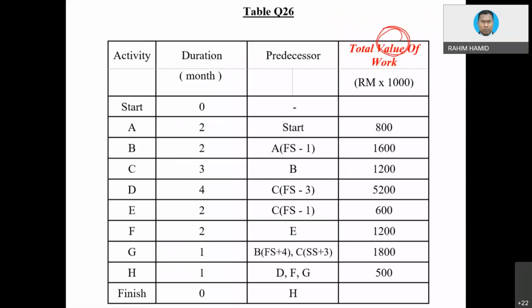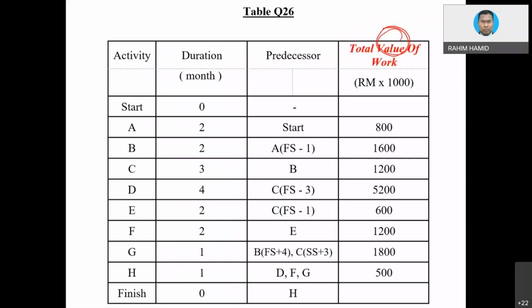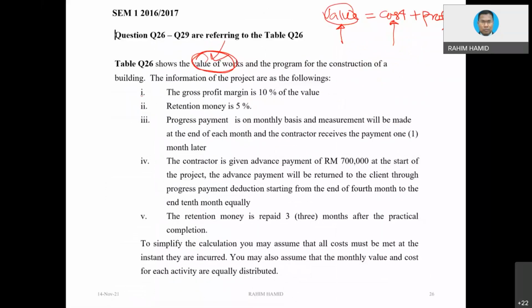Okay, so you already settled one thing. The only thing is that you need to figure out how to get the cost. The cost is not given because the table just gives you the value. But from the formula, you can get the cost. How do you get the cost? You need to have the profit. Now the profit is shown in this form. Profit margin is 10% of value.